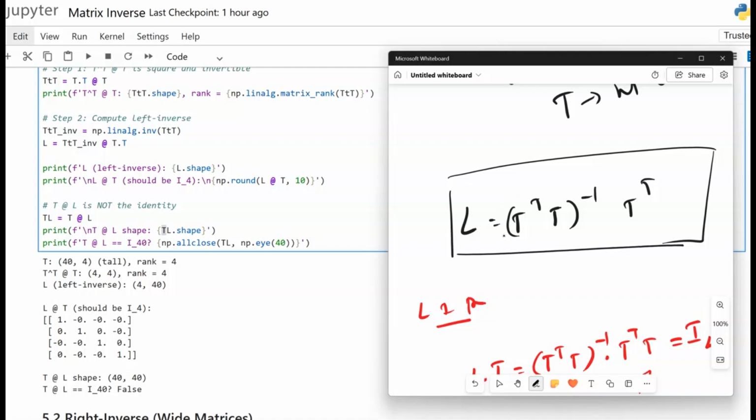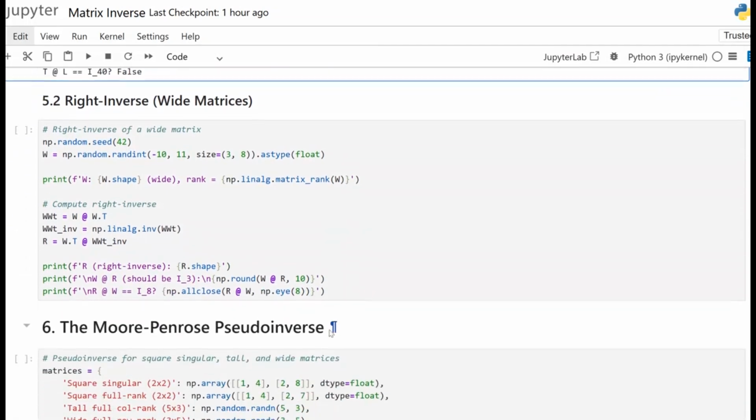Here I just want to specify one thing, dear friends. Kindly observe that (T transpose T) whole inverse multiplied by T transpose is the best possible inverse when T is not square. Now let me move on to the right inverse.